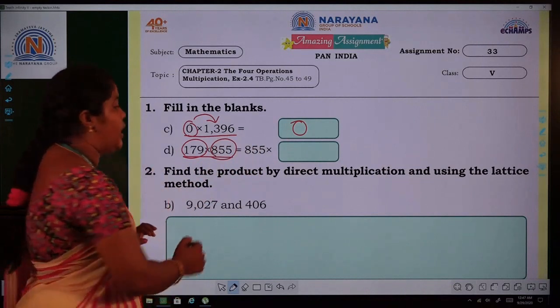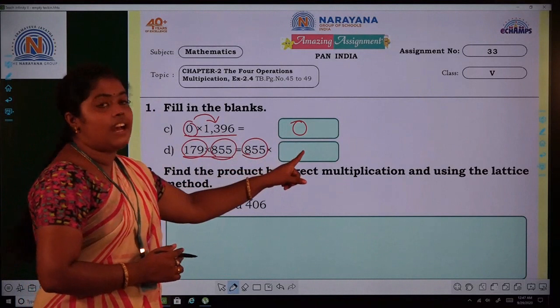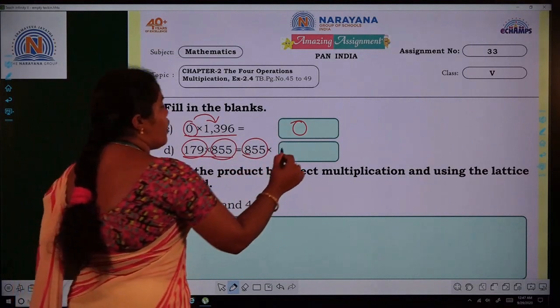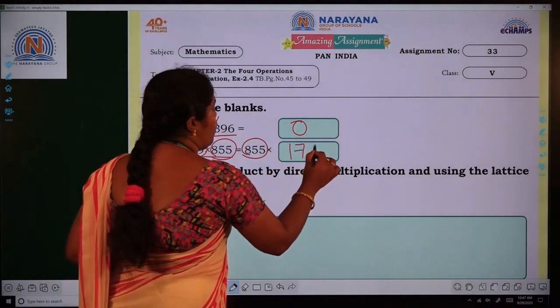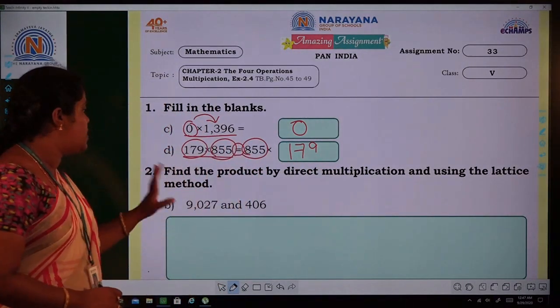We observe closely. Here the given number is 855. So obviously the multiplier is 117 and then only the products of the given numbers are same. Next, moving on to second one.